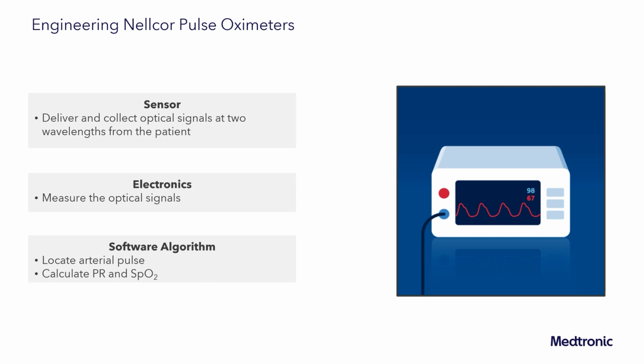The algorithm will then locate the arterial pulse, because only the arterial pulse is going to convey information related to pulse rate or arterial saturation. Once you have the arterial pulse, then the algorithm can calculate pulse rate and SpO2, and then display those values via some GUI.